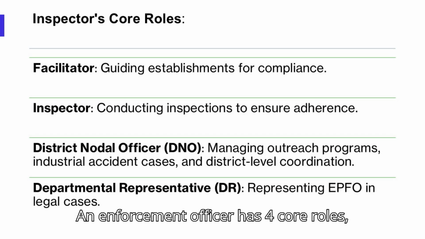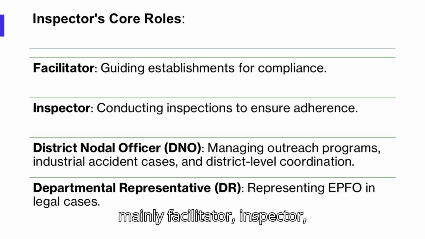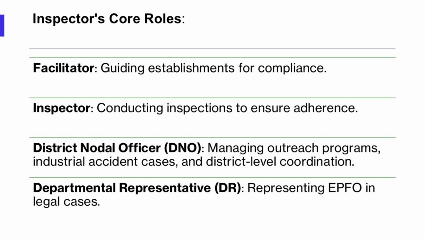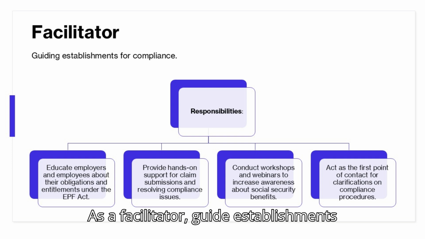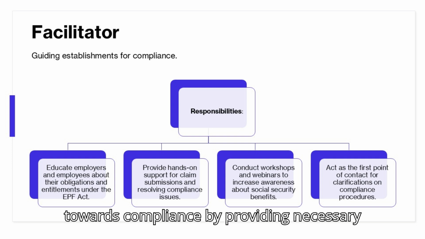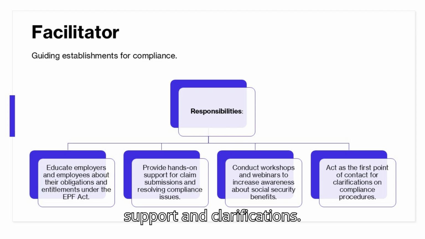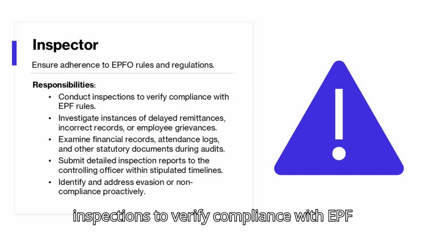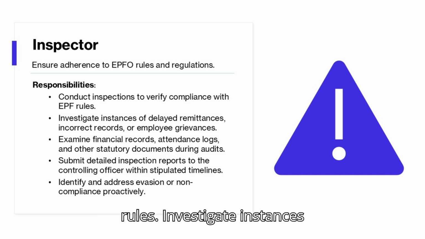An enforcement officer has 4 core roles mainly: facilitator, inspector, district nodal officer, and departmental representative. As a facilitator, guide establishments towards compliance by providing necessary support and clarifications. As an inspector, conduct thorough inspections to verify compliance with EPF rules.